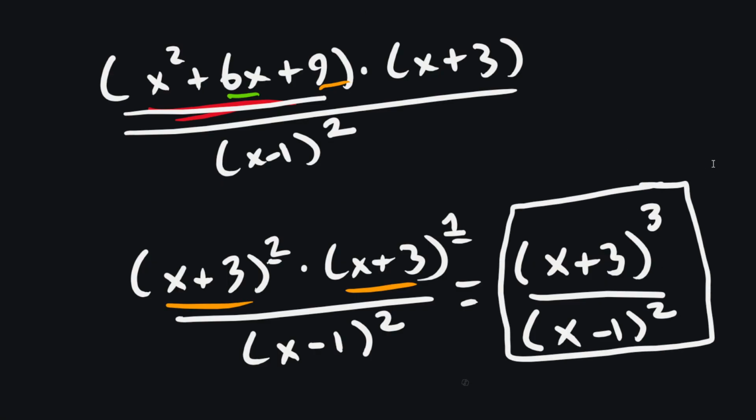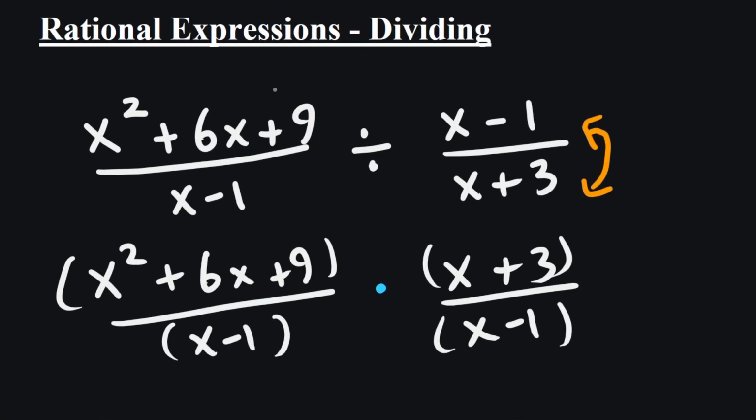And that is the final answer to dividing these two rational expressions, x squared plus 6x plus 9 over x minus 1, divided by x minus 1 over x plus 3.